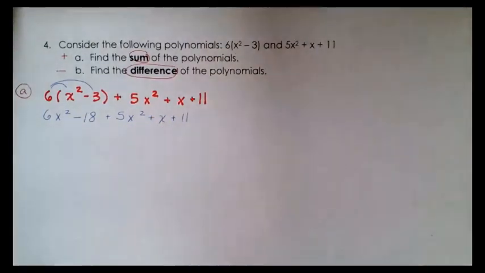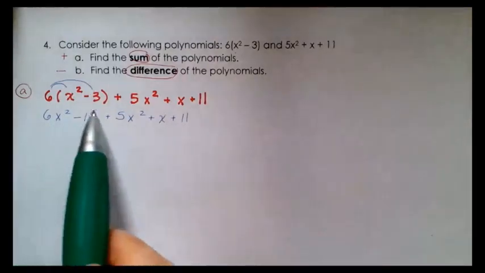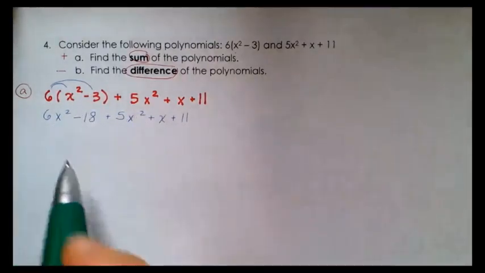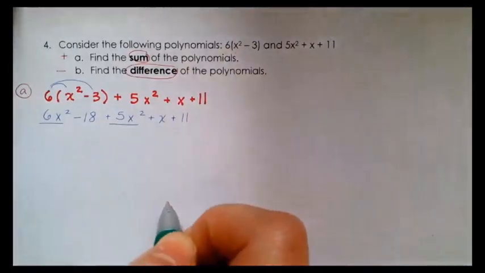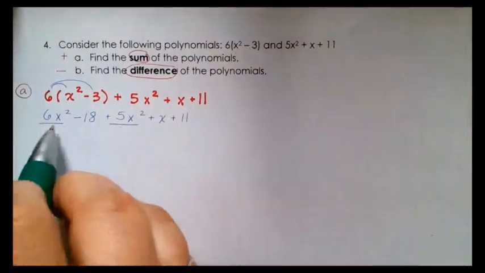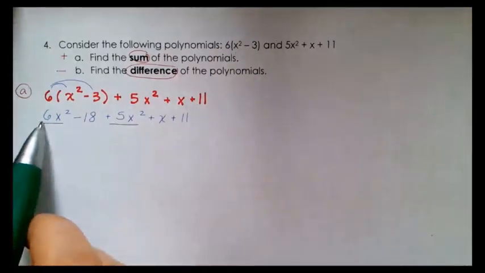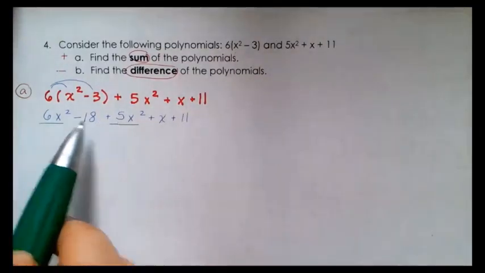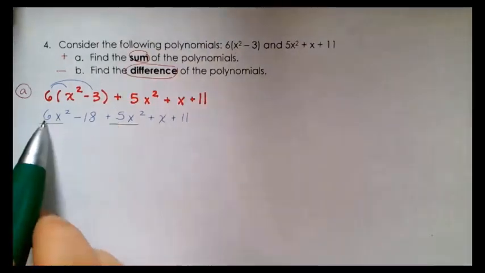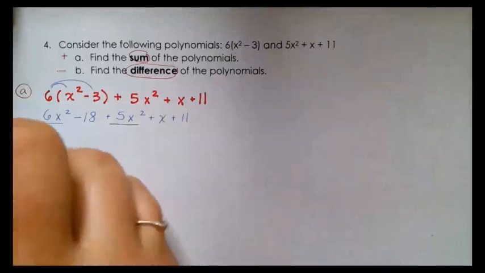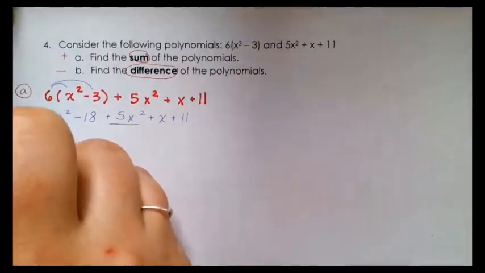Now we want to combine like terms. So I'm going to start with the largest degree. X squared is the largest degree. I have a 6x squared and a 5x squared. What you do when you're adding x squareds is you're going to be adding together the coefficients only. So the 6 and the 5. 6 plus 5, if you need the number line, use the number line. 6 plus 5 is 11. So 11x squared.